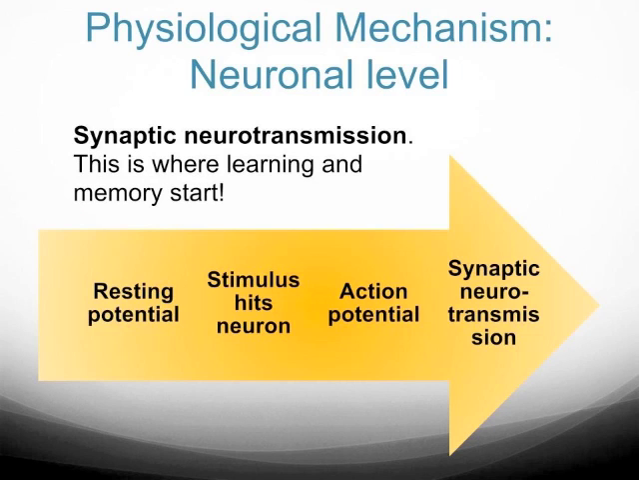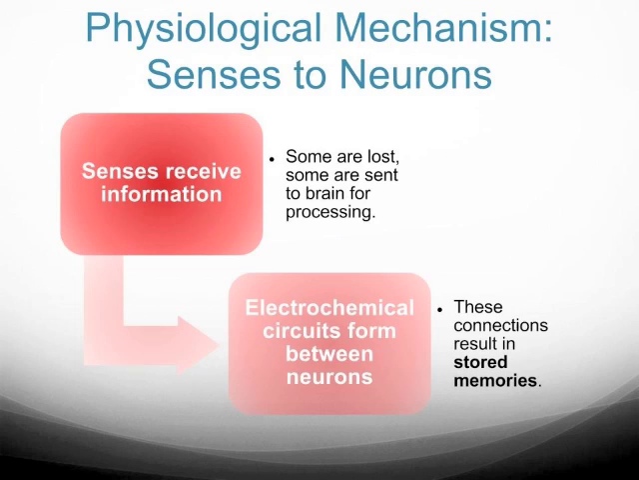future. From the neuronal level, the physiological mechanism of learning and memory starts with a resting potential. Once a stimulus hits a neuron, an action potential is triggered, resulting in synaptic transmission. When the senses receive information, some are lost while some are sent to the brain for processing. After that, electrochemical circuits form between neurons, which result in stored memories.